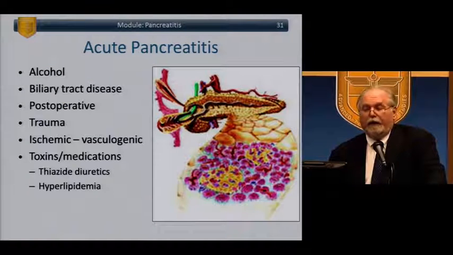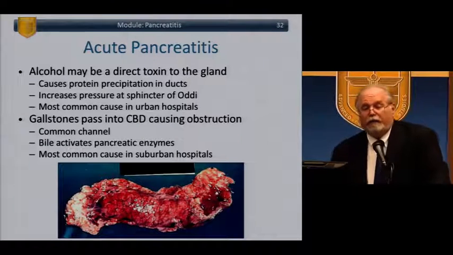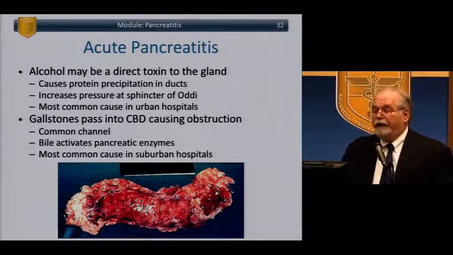So, acute pancreatitis is generally due to either alcohol or biliary tract disease. It can be due to postoperative cases, trauma, ischemia, or toxic medications, most commonly the thiazide diuretics, and can also be due to hyperlipidemia. Alcohol may be a direct toxin to the gland, increasing precipitation in ducts and increasing pressure at the sphincter of Oddi, and it's the most common cause of pancreatitis in urban hospitals.